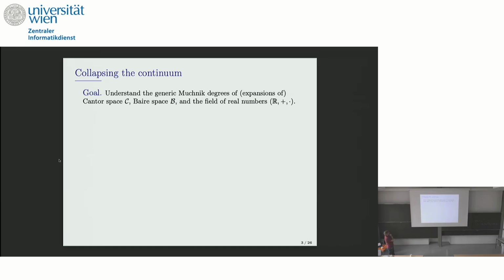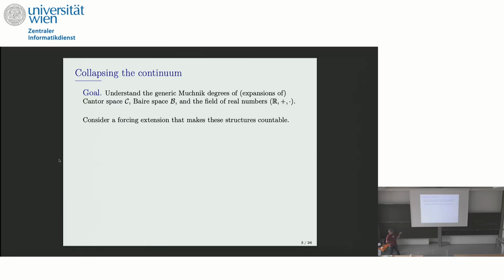Well, the goal mainly of this talk and of this sort of initial burst of work on this subject was to understand the Muchnik degrees of Cantor space, Baire space, the field of real numbers, and related structures, expansions, and to some extent extensions of those. And that makes sense. I mean, the first uncountable structures you think of, a lot of you, it's probably ordinals. But the second example would be these nice versions of the continuum.